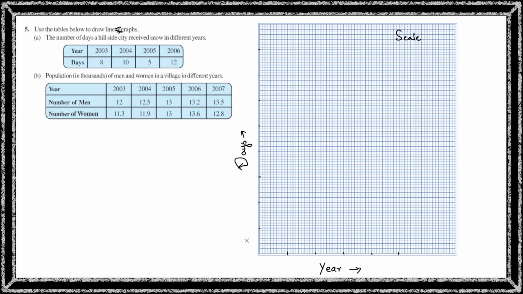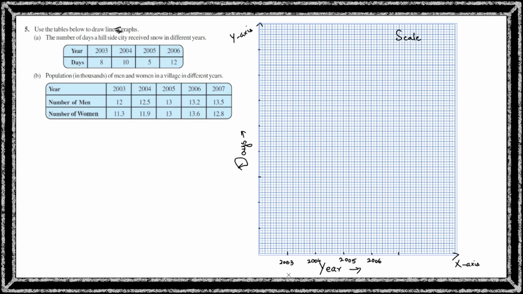So since I have 4 years, I'm taking each unit as 1 year: 2003, 2004, 2005, and 2006. That's all the data that I have. So I'll stop there. Next, this is my x-axis. This is my y-axis, right?